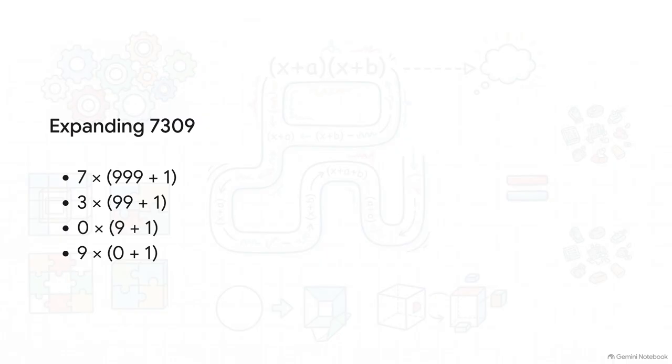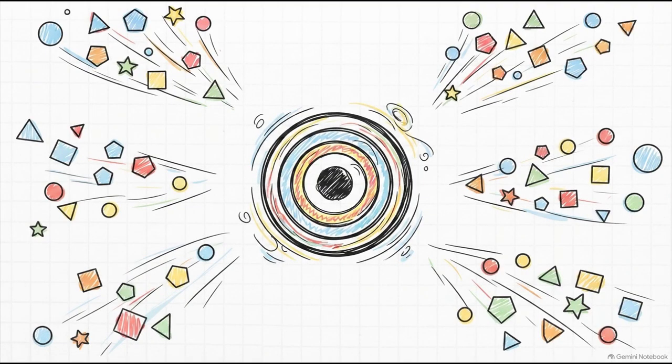7 plus 3 plus 0 plus 9. The remainder of 7309. 7 plus 3 plus 0 plus 9 equals 19. Then 1 plus 9 equals 10. Then 1 plus 0 equals 1. Because those massive multiples of 9 are already perfectly divisible, we can just completely ignore them. We only care about the leftovers. We just keep adding those leftover digits together.